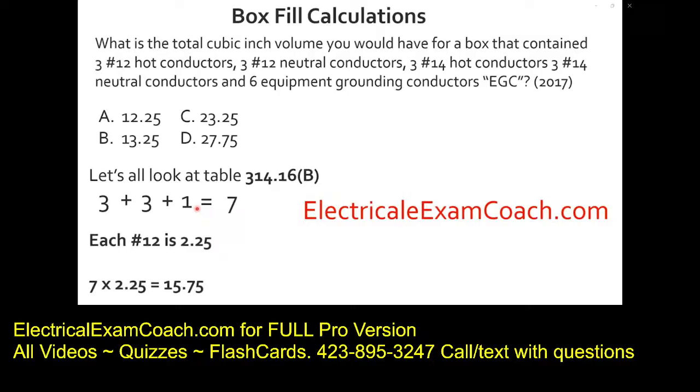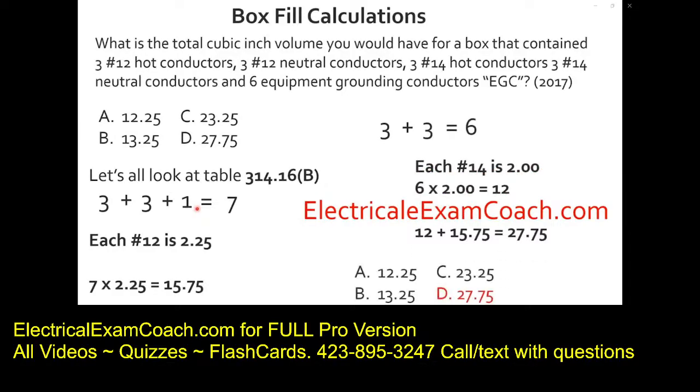We take and bear that math out. Now let's deal with the 14s. We had 3 hots, 3 neutrals, and we don't have to deal with any grounds, they've already been dealt with. We take and bear that math out, total the two together, and we end up with 27.75 cubic inches. Now let's move on to the 2020 and the 2023.